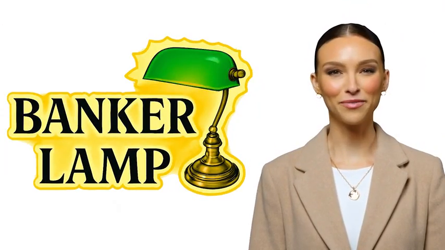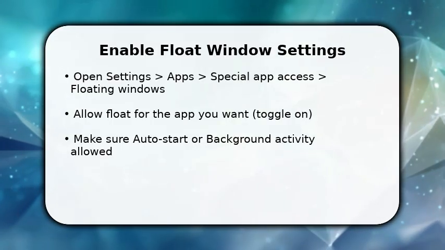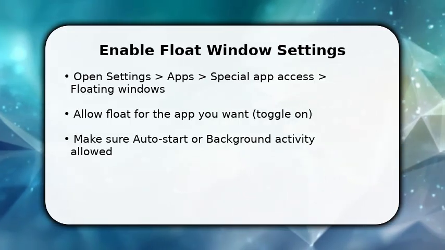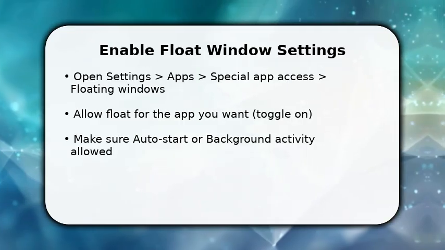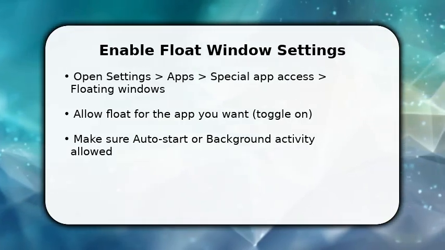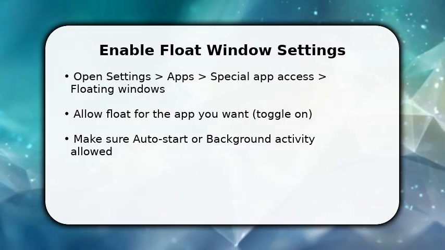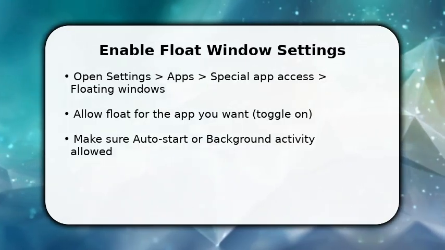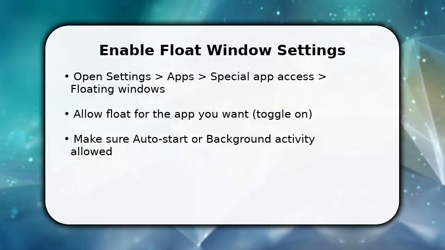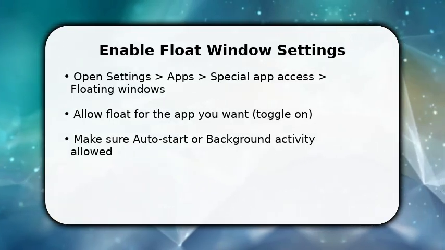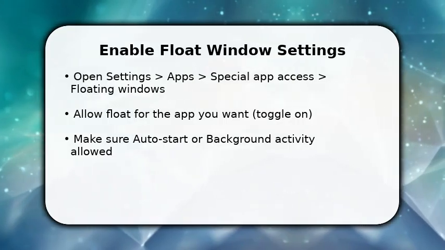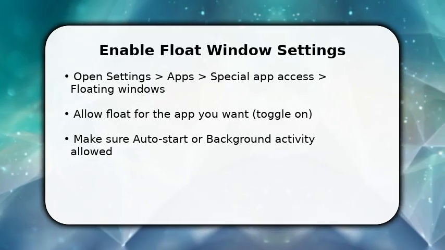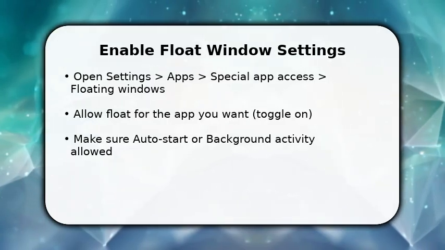Please enjoy the video. You start by granting the necessary permissions so the floating window can run reliably. Open Settings, go to Apps, then Special App Access and tap Floating Windows. Enable the app you want. Once done, make sure Auto Start or Background Activity is allowed for that app so Android won't kill it. You're doing this to let the system create a persistent overlay. Without these steps, the float may not appear or may close unexpectedly when you switch apps.